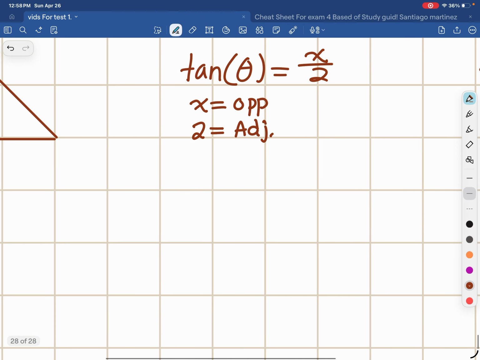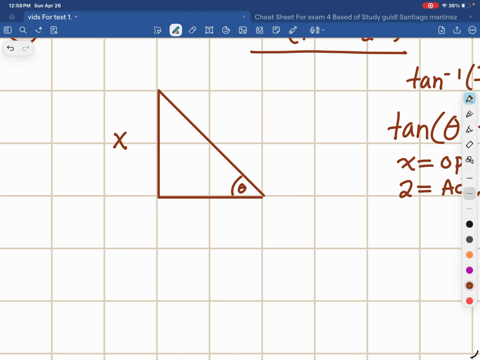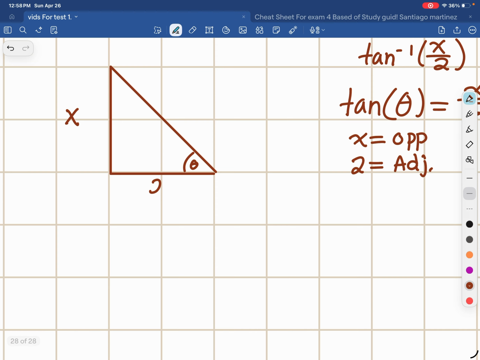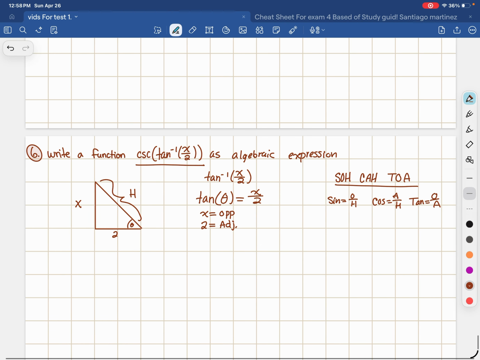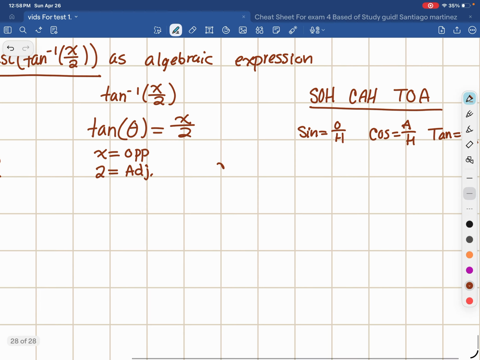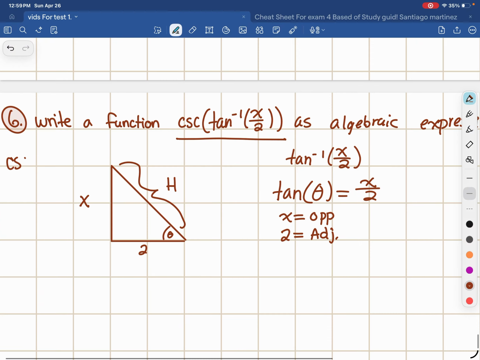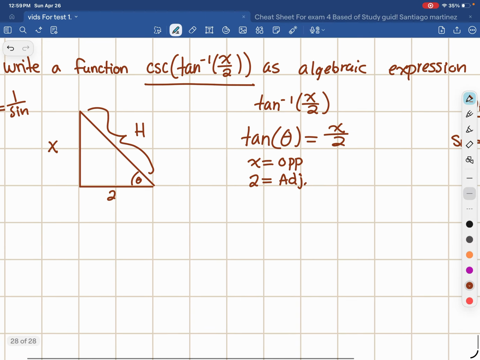With this, now we can fill in our information. Our angle is theta. We know x is opposite, and 2 is adjacent. You should leave the longest side for your hypotenuse, and that is the h value we're trying to figure out. Our overall goal is to find CSC of this angle. CSC is equal to 1 over sine. So we need to figure out sine, and in order to do that, we need that h value, which we can figure out.